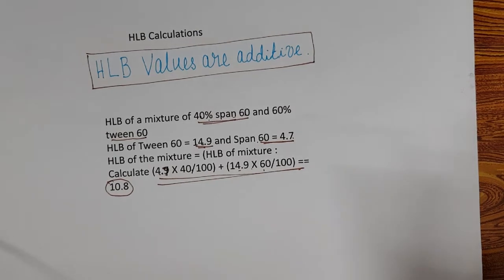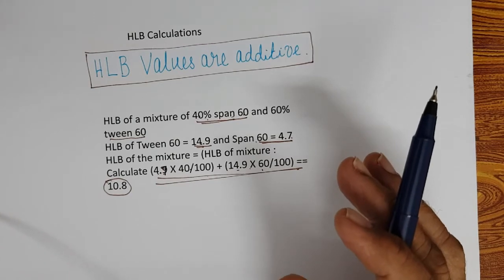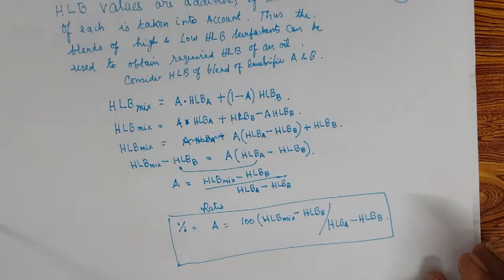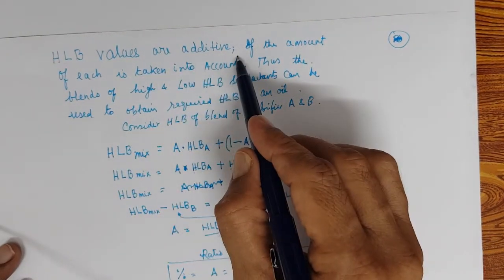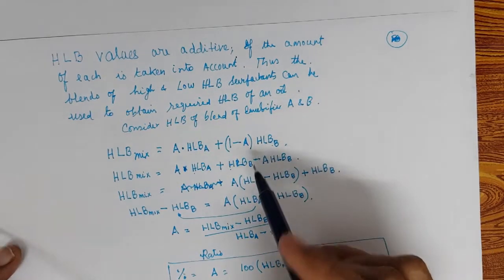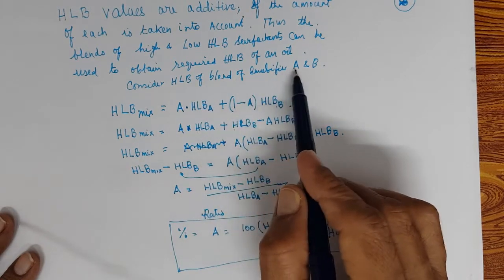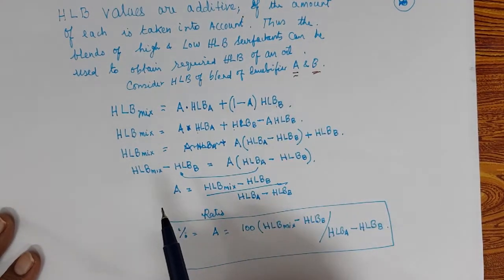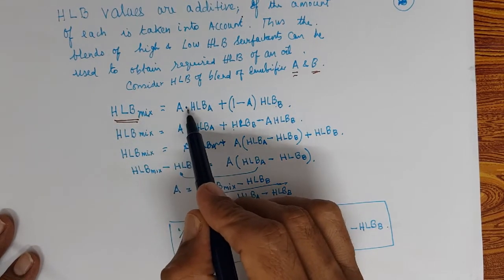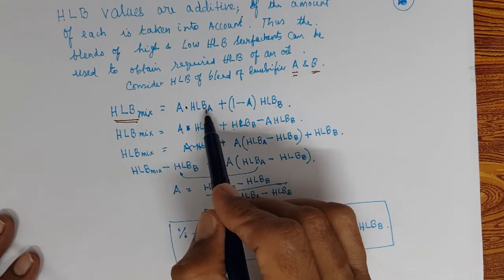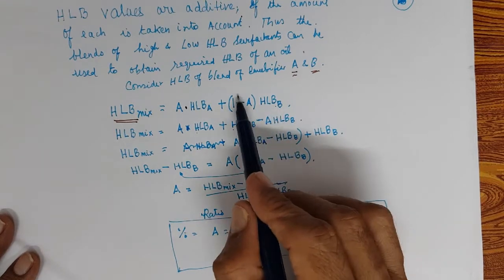So with this additive value, we can derive an equation. HLB values are additive, that we saw. For example, consider the HLB of a blend of emulsifiers A and B. The HLB of the mixture will be A into HLB of A plus 1 minus A, that is the B percentage.